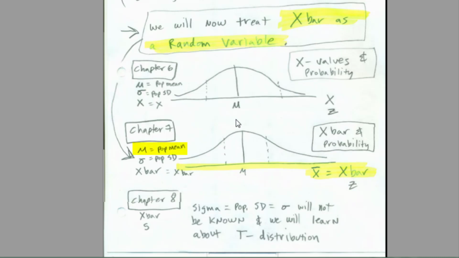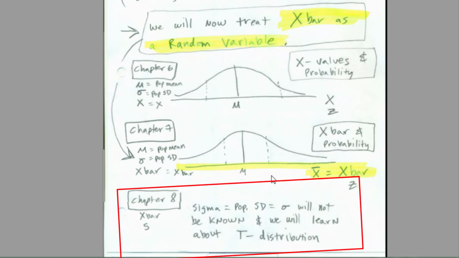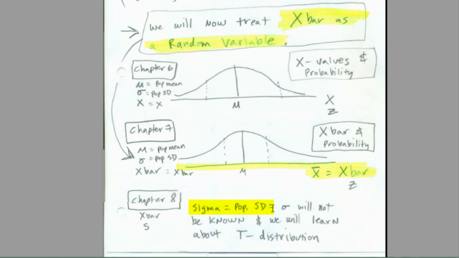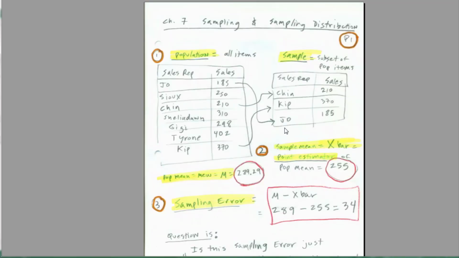Now in chapter 7, we're still going to know the population mean, but we'll learn something quite amazing about that. And we're still going to know sigma, the population standard deviation. But our random variables are going to be actual samples we take, X bar. And we'll also talk about proportions, where we have P bar. Then in the next chapter, chapter 8, we'll talk about what to do when you don't know sigma, the population standard deviation.